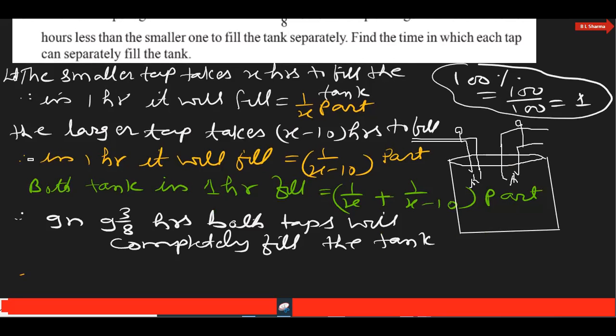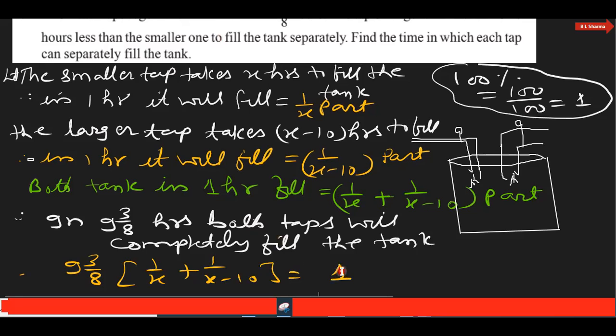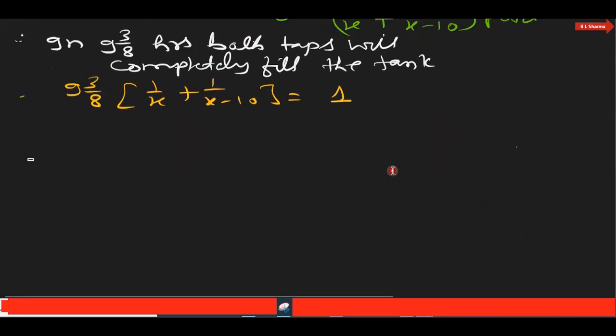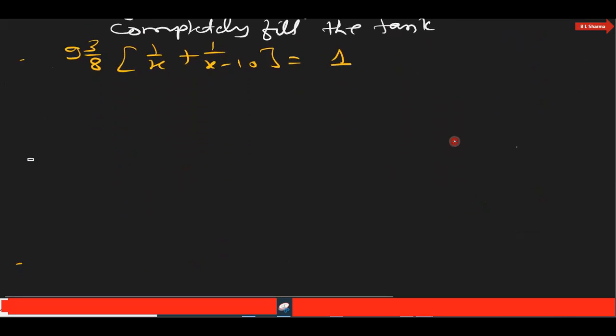So we can write here, 9 3/8, that is 1/x plus 1/x-10, that is completely filled. Completely filled means 100% filled. 100% filled means that is equal to 1. Please keep in mind. Now you can simplify it.